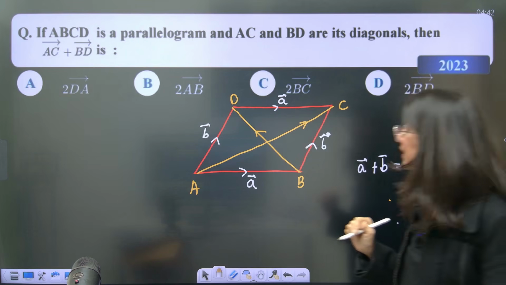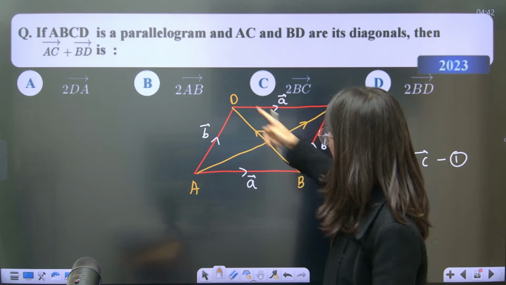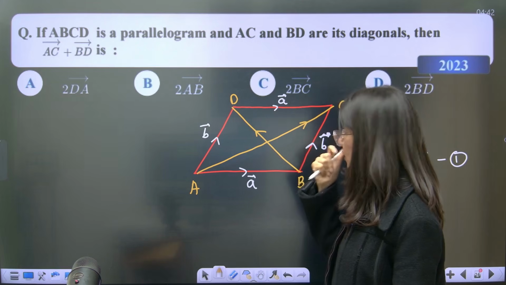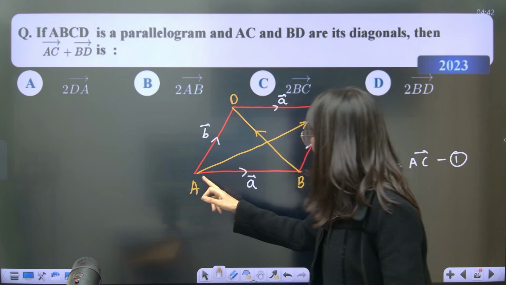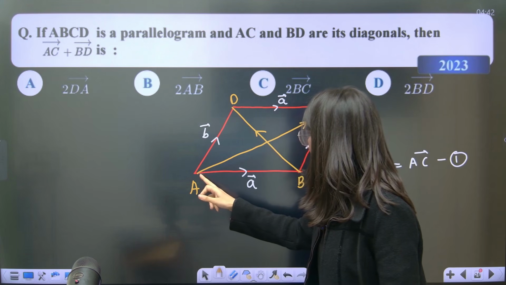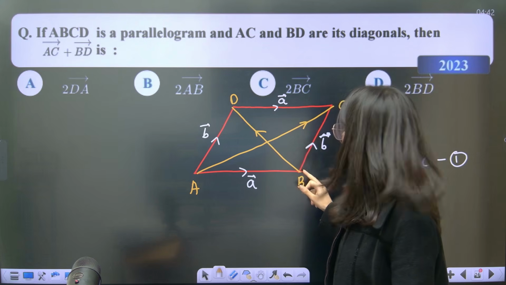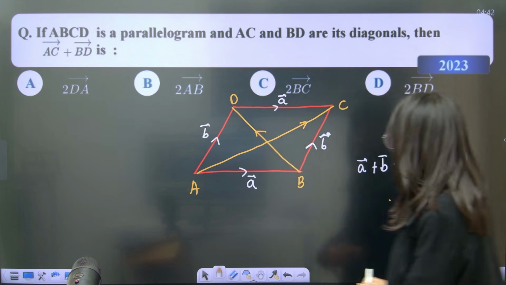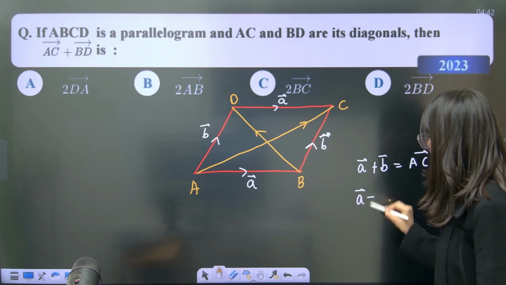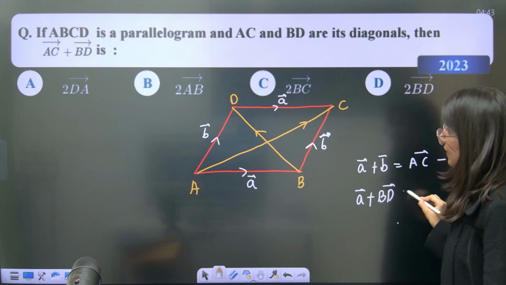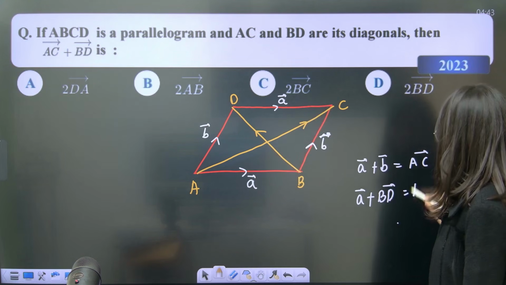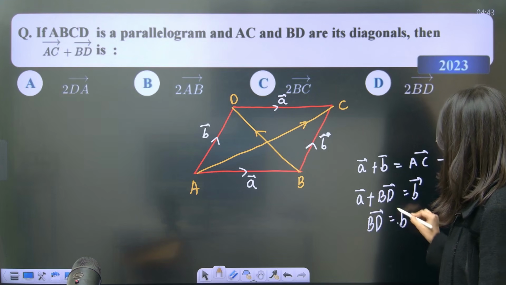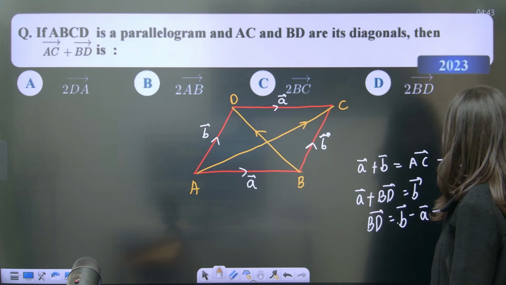Now you want BD. So BD is part of this triangle. So apply triangle law in this. So how to apply triangle law? Understand. This is your A to B, same direction. Then B to D, same direction. So A vector plus BD vector is equal to B vector. Okay, so BD vector is actually, if you notice, B minus A. This is your second equation.